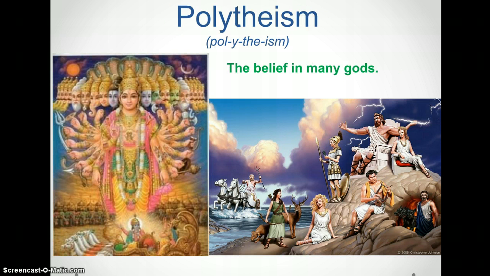The next word we have is polytheism. Polytheism. This is the belief in many gods. So some religions believe in just one God. That's monotheism. Other religions actually have several different gods, and that's polytheism.